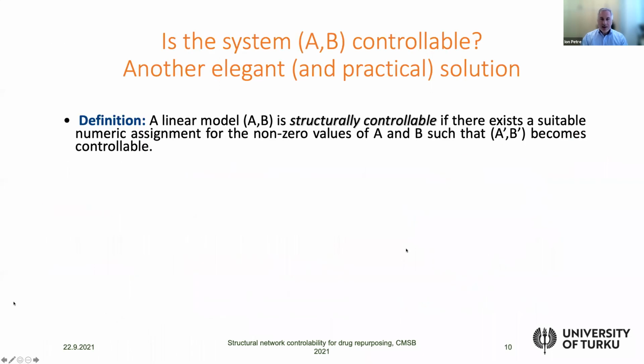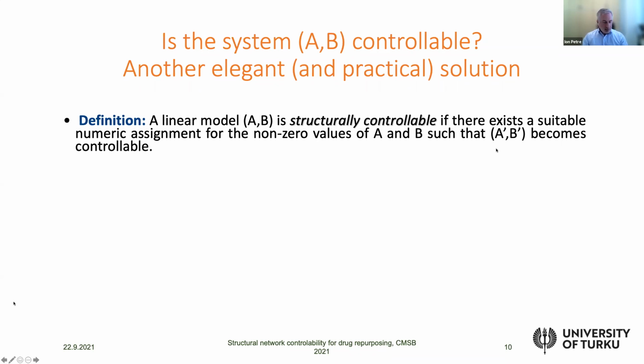So I'm opening this up, and it looks like I'm taking a lot of freedom with this notion, and I'm going to define the notion of structural control. And again, this is one of these notions that have been in control theory for a very long time already, so definitely not our contribution here. So I'm saying that a linear model defined just like before through matrix A, through matrix B, is structurally controllable if there exists a suitable numerical assignment for the non-zero values of A and B in such a way that the system you got becomes controllable.